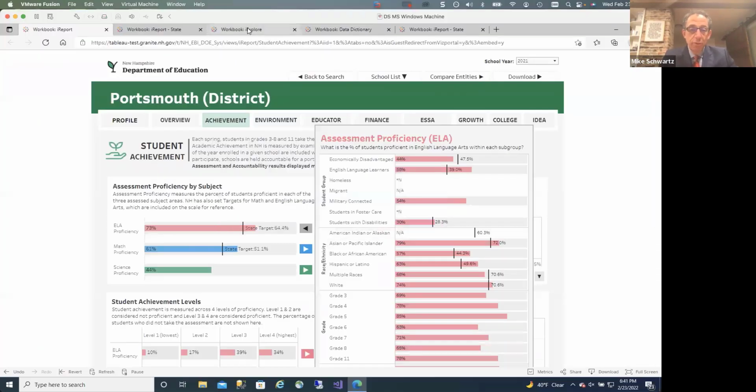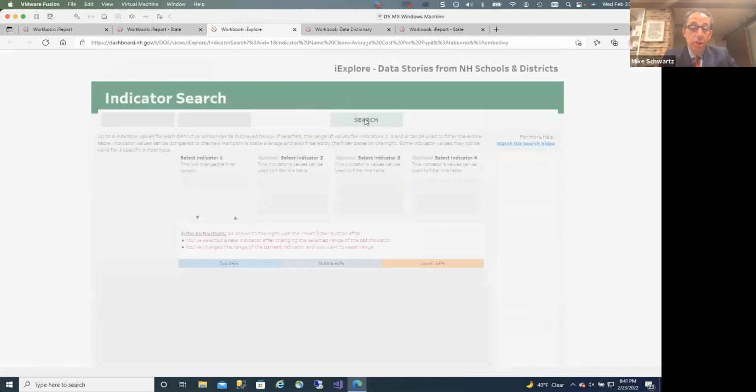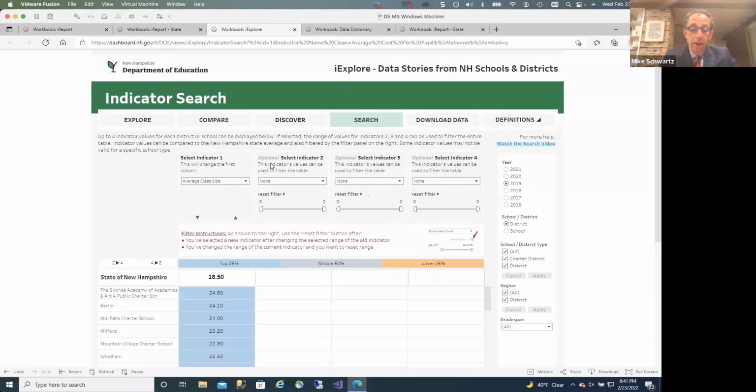So we're going to go to iExplore. We're going to go to this area called search. And I mentioned before that I wanted to show you this search. Search, I think, is a really cool feature, and I highly recommend you playing around with it, especially if you want to look at schools across the state and how they're doing. So what we do in search is we want to look at proficiency.